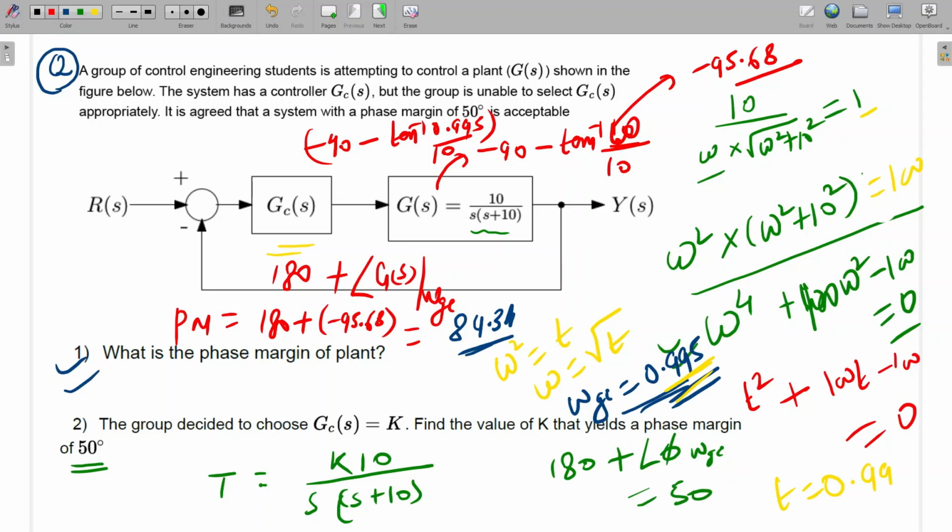So what should be the angle at omega gc? That angle should be 50 minus 180, so that angle should be minus 130. Correct? So we'll see in the Bode plot.